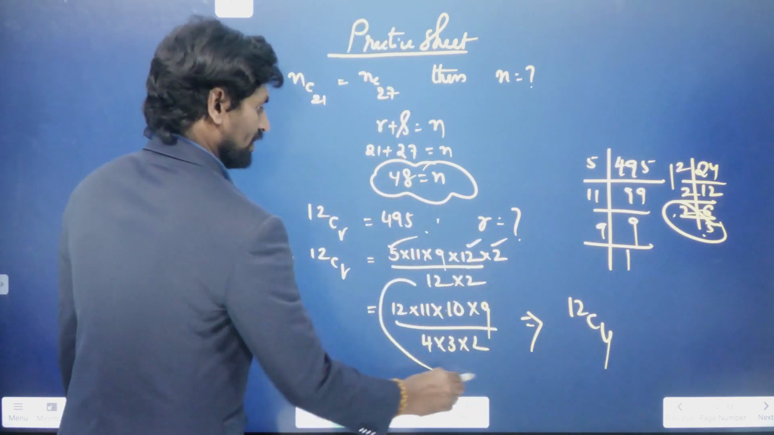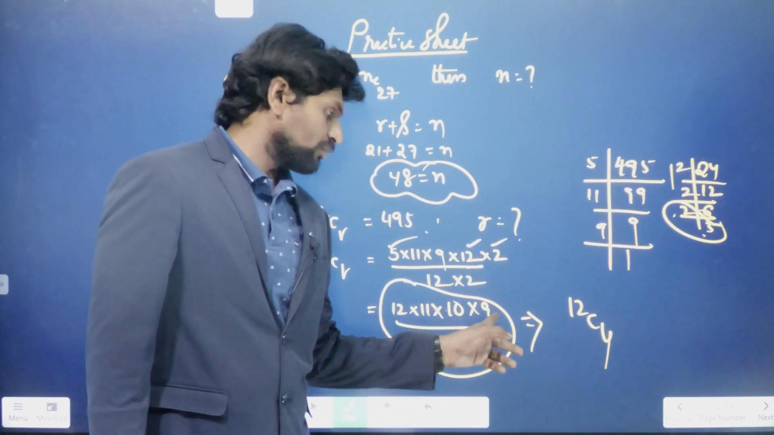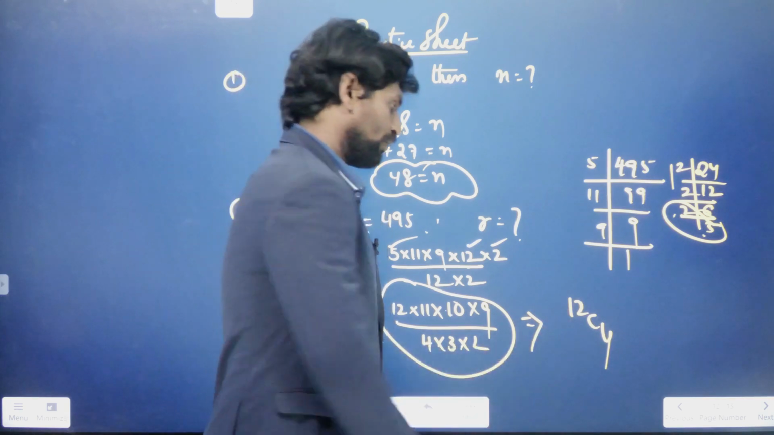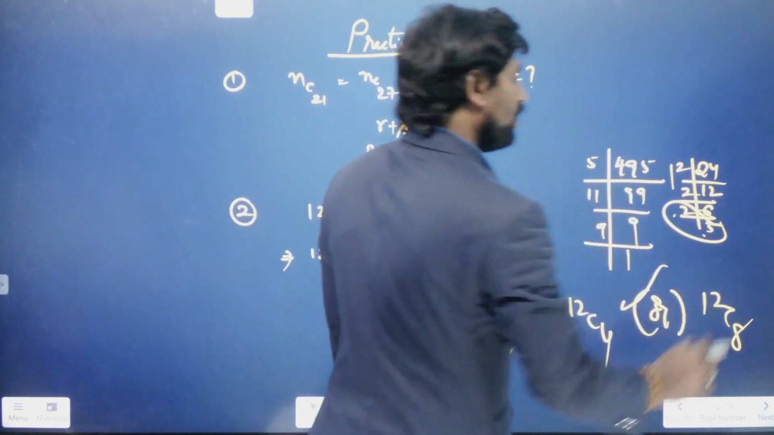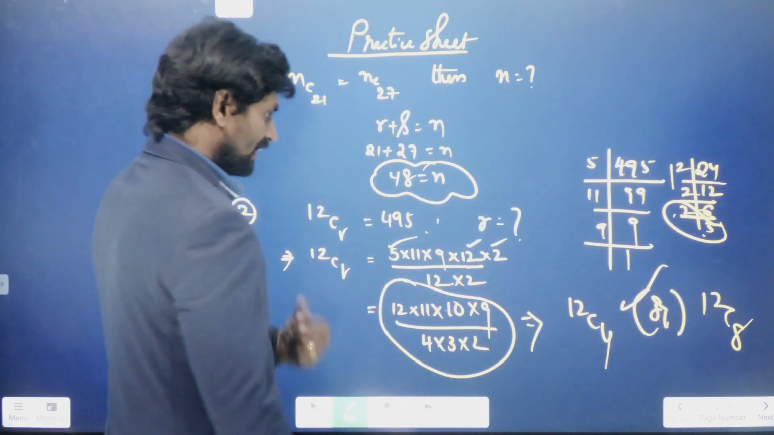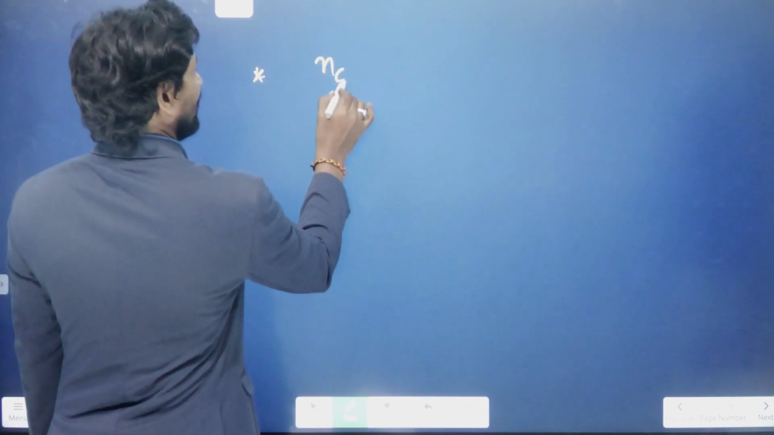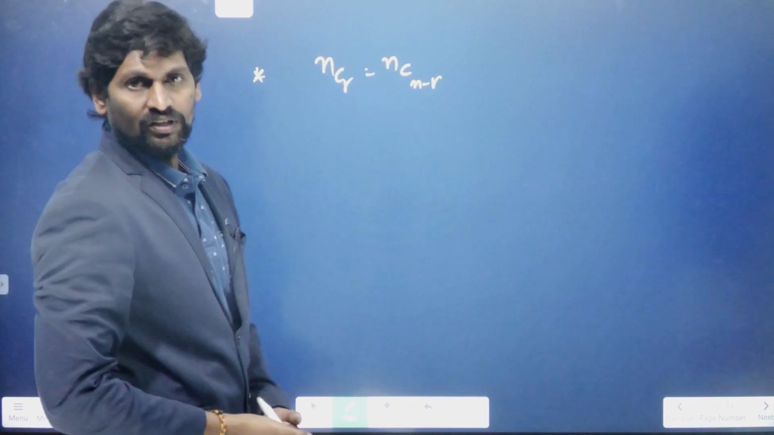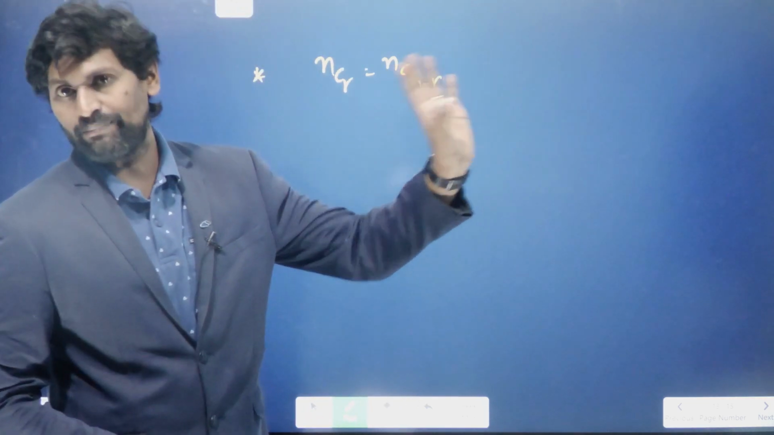This is nothing but 12C4. 12C4 means 12 into 11 into 10 into 9 by 4 into 3 into 2 into 1. 12C4, or we can write it as 12C8 also. How will it be 12C8? Here we forgot to discuss one important point, that is nCr equals nC(n minus r). What is that important point? nCr equals nC(n minus r).